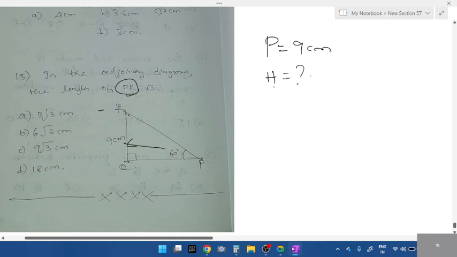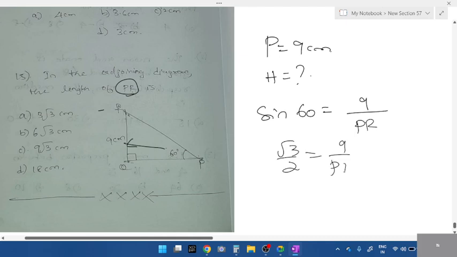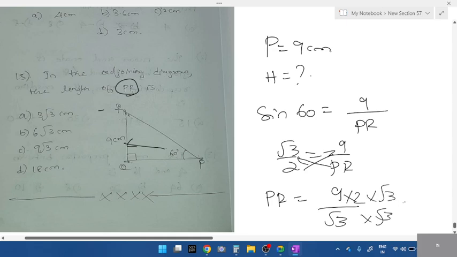Which formula has perpendicular and hypotenuse? Sine 60 is equal to 9 divided by PR, the hypotenuse. So sine 60 is equal to root 3 by 2. PR would go to the other side. PR is equal to 9, root 3 by 2 will get divided, root 3, and 2 will get multiplied, students. If you shift it, 2 gets multiplied, root 3 gets divided. Rationalize. Multiply by root 3 and root 3.